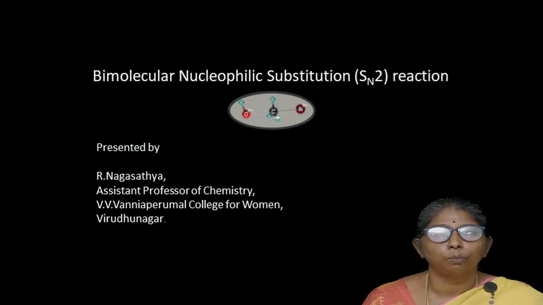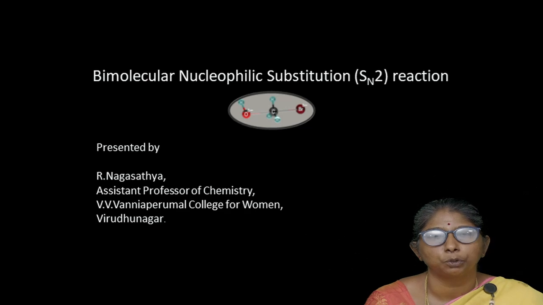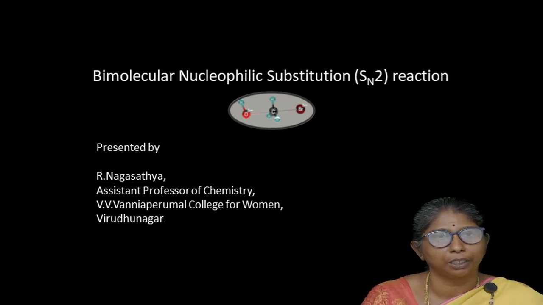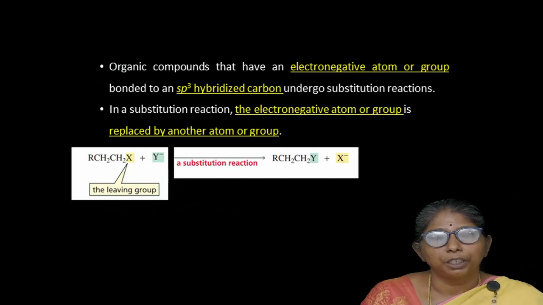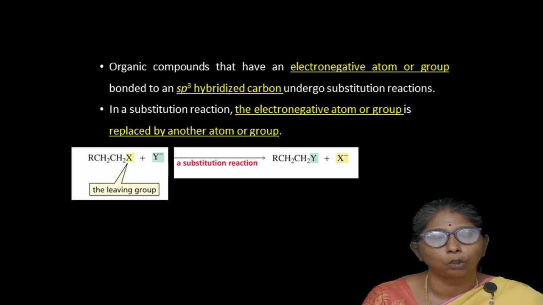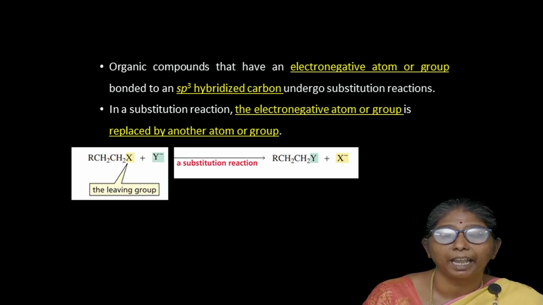Let us see about bimolecular nucleophilic substitution reaction, that is SN2. What is a substitution reaction? A substitution reaction is a reaction in which a group is replaced by an atom or group of atoms. Which type of compounds undergo substitution reaction? The organic compounds that have an electronegative atom or group bonded to an sp3 hybridized carbon undergo substitution reactions.